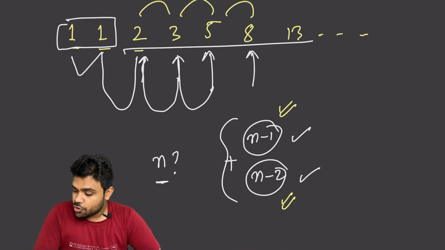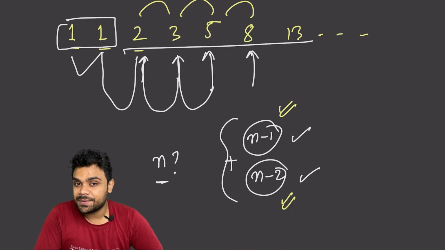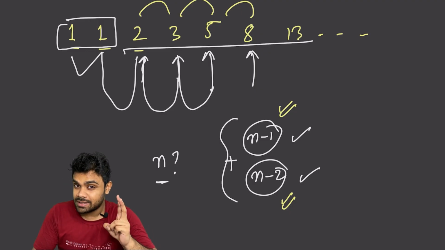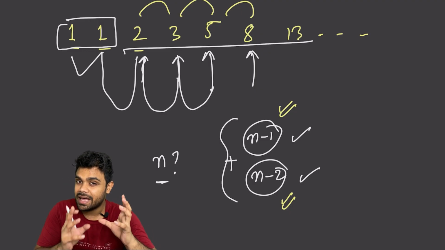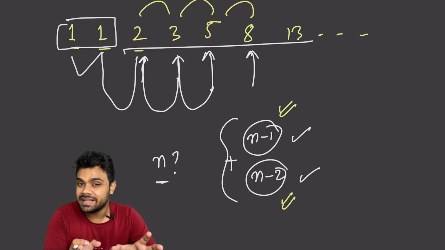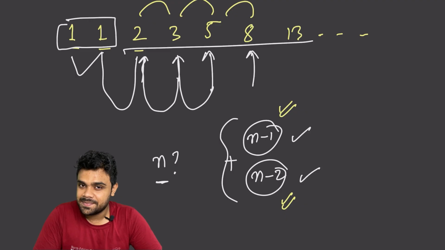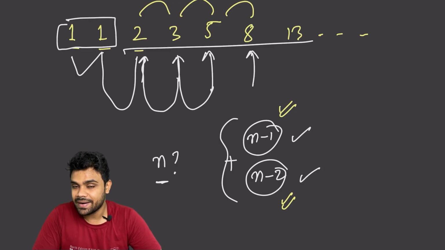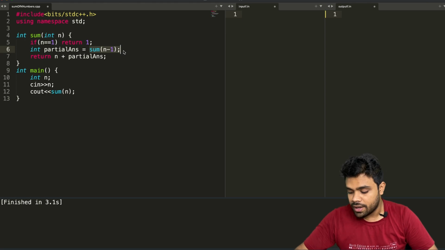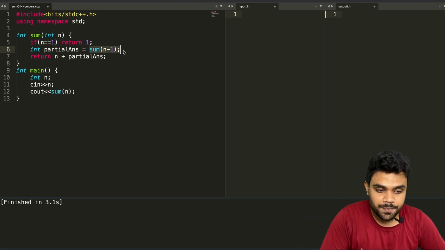You can see there are 2 recursive calls here. We are breaking the problem into 2 smaller steps: find the answer for the n minus 1th term, find the answer for the n minus 2th term, and then simply return the addition of both. That's the Fibonacci series, right? So let's quickly jump to the code. I will explain more with the help of the code, and then we will jump to the recursion tree.